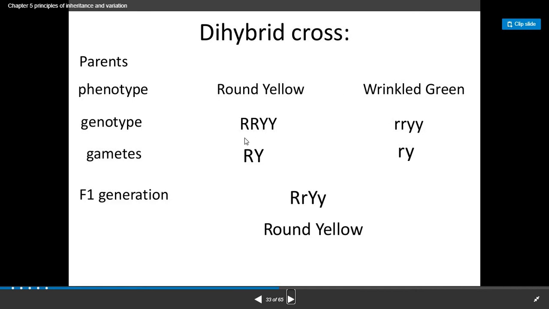Now out of this the gametes will come, that is RY and small ry. So in the F1 generation, this is what is formed: capital R small r, capital Y small y. And in the F1 generation, the genotype is round and yellow. Why round and yellow? Because whenever capital R and capital Y are present, this character is expressed. So in the F1 generation, round and yellow plants are formed.